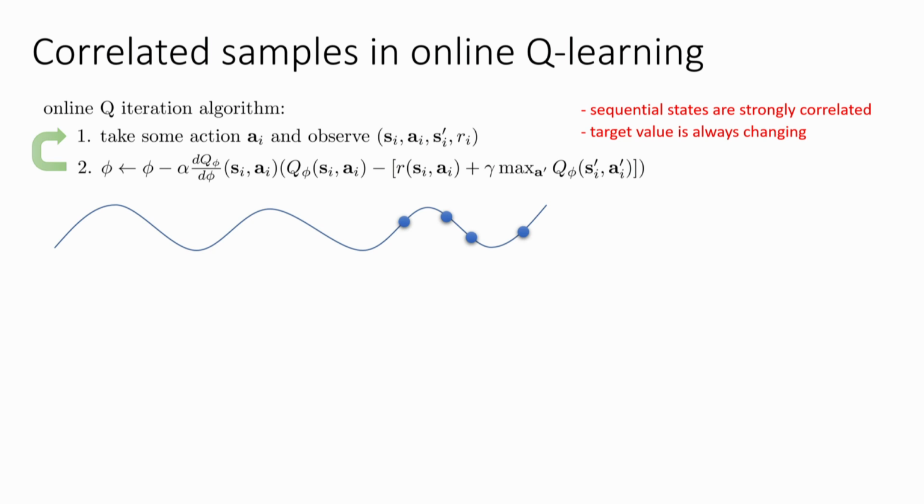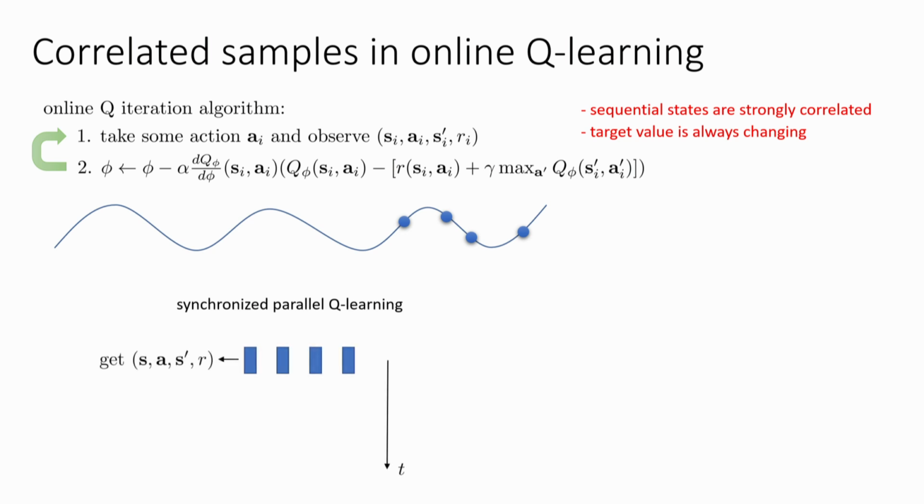So we could solve this problem in a few ways. One of the ways we could solve it is by using the same trick that we used for actor-critic. So we could actually implement a parallel version of Q-learning where you have multiple workers and you do updates like this.